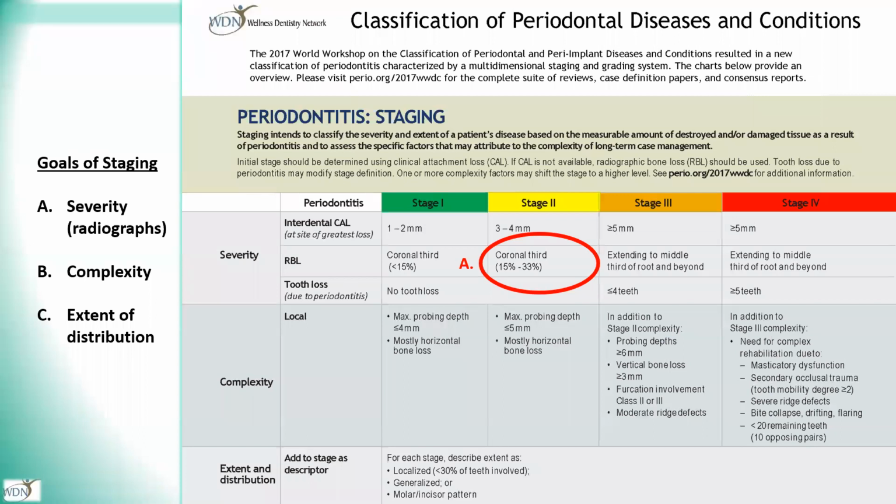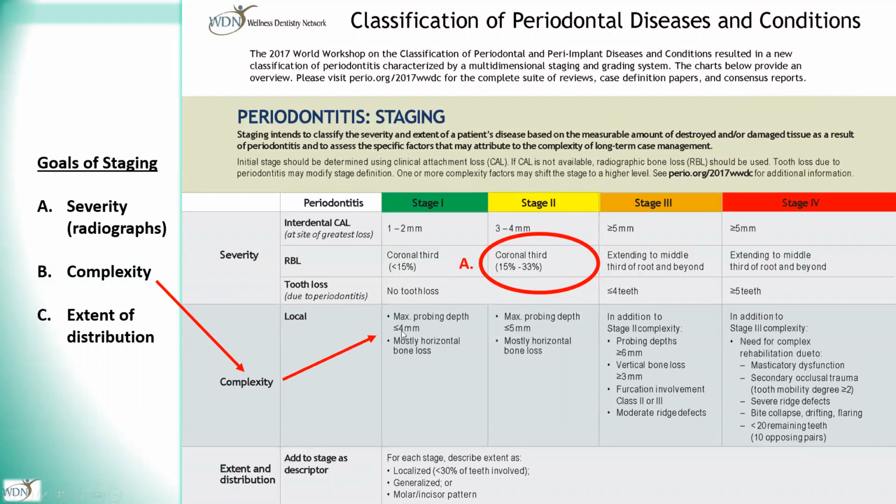Well, let's go to our chart, and we're going to look at where 20% would fall in the stage chart. And we're using radiographic bone loss to determine that. That's what RBL stands for. And again, it's stage 2. It's about the coronal third. Now what we want to do is say, how complex is this disease? How complex is this disease, and what are we going to use?